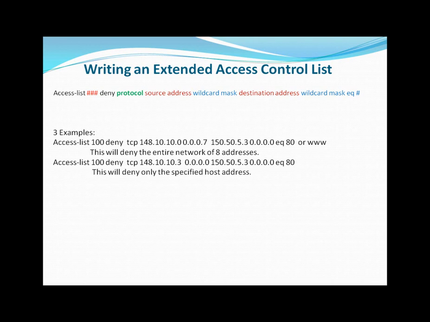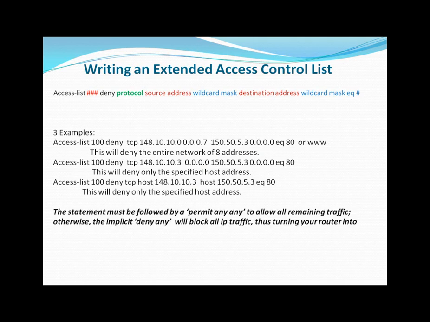Access list 100. Deny TCP 148.10.10.3 with a quad 0, 150.50.5.3 with a quad 0, EQ 80. This will deny only the specified host address. Access list 100. Deny TCP host 148.10.10.3, host 150.50.5.3, EQ 80. This will once again deny only the specified host address.